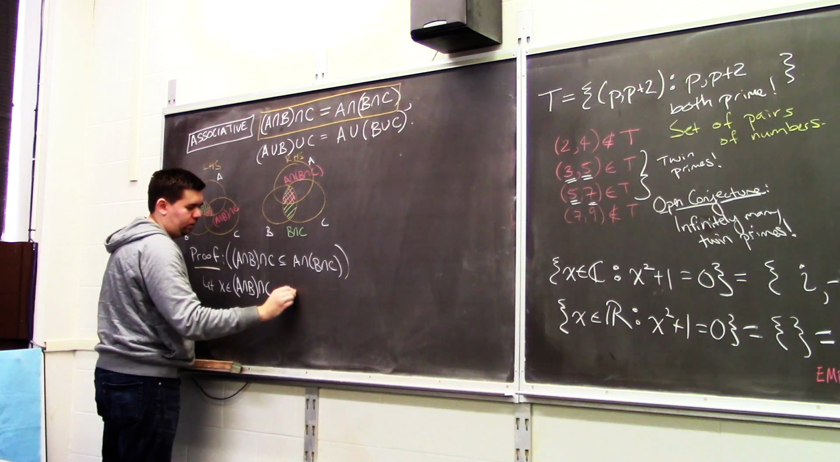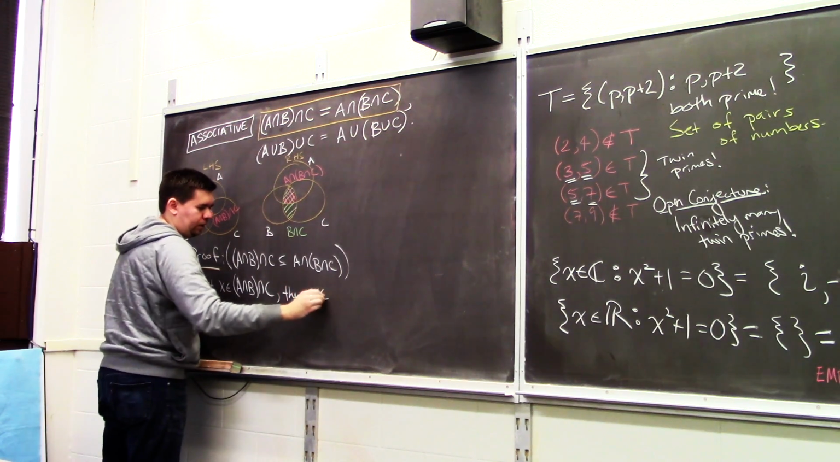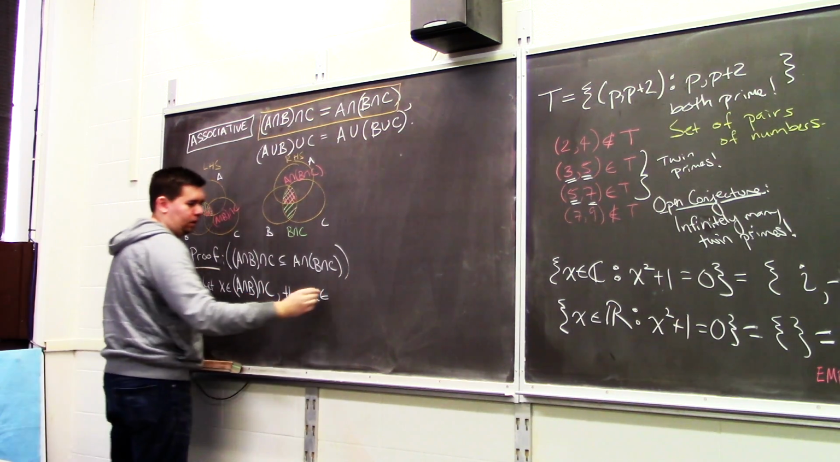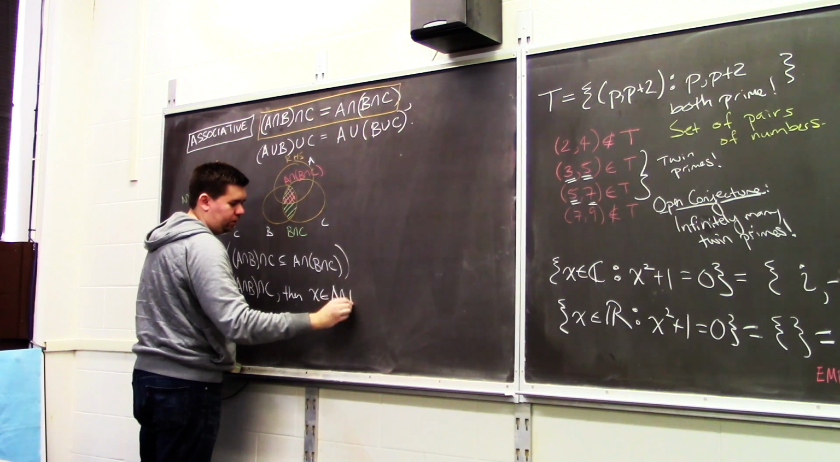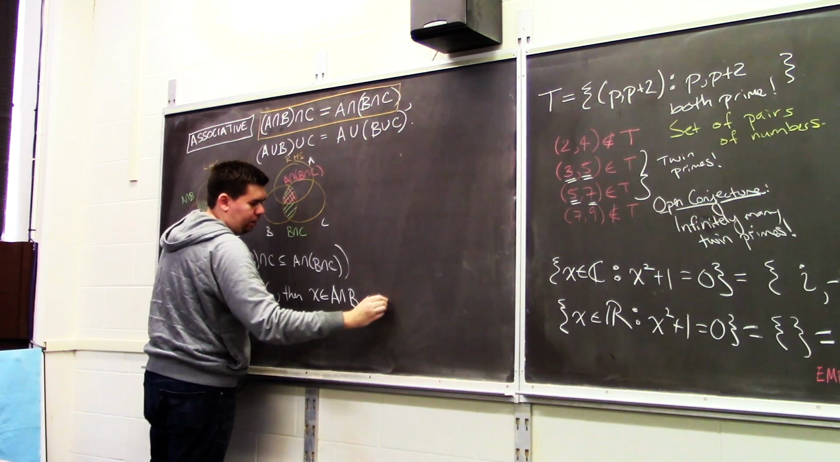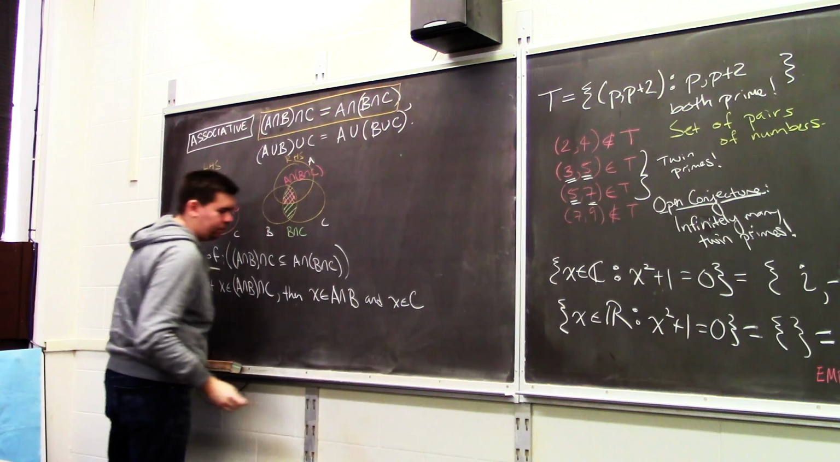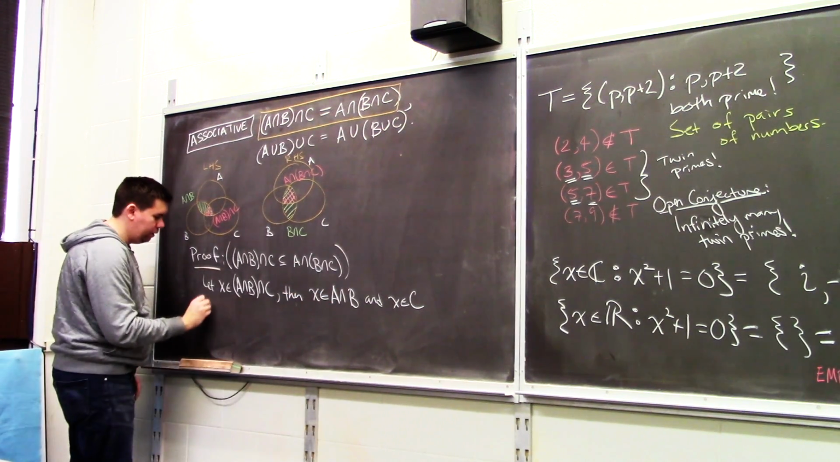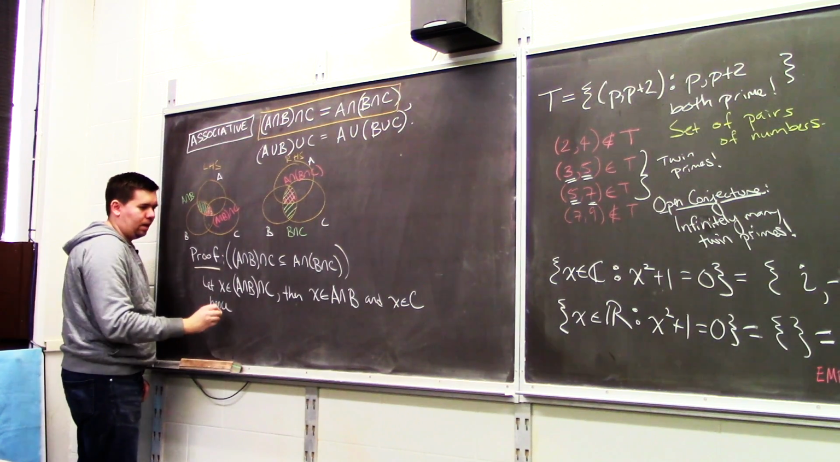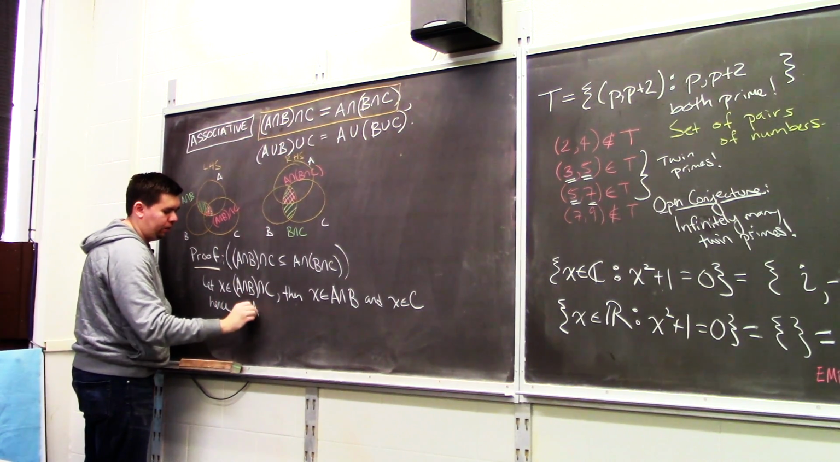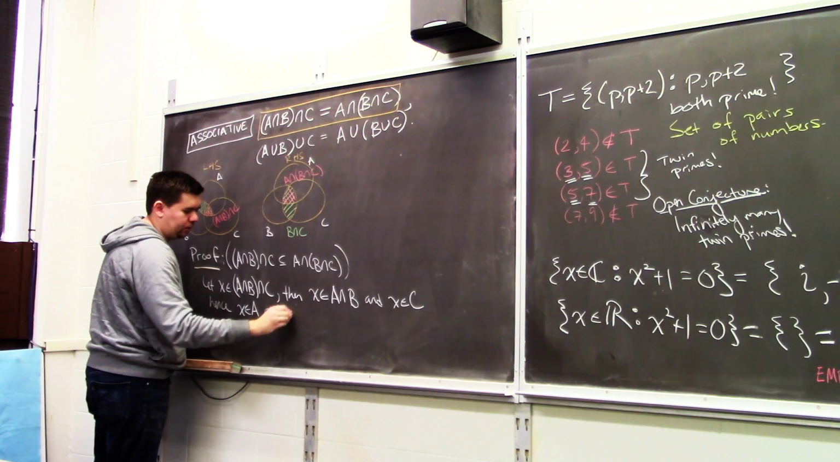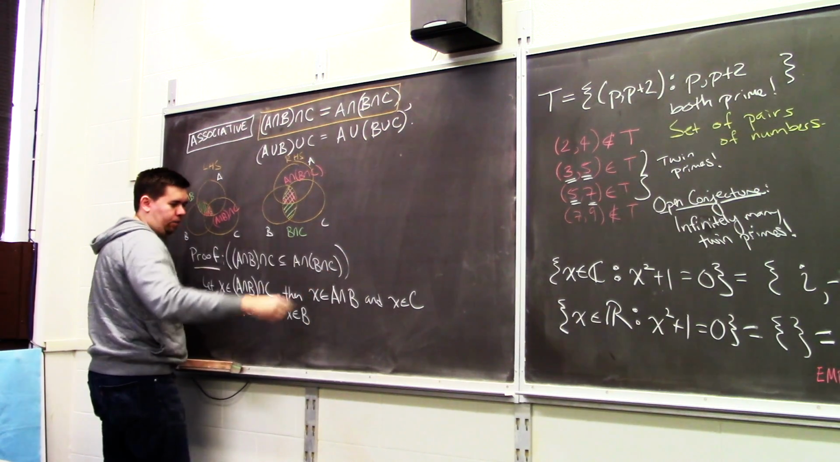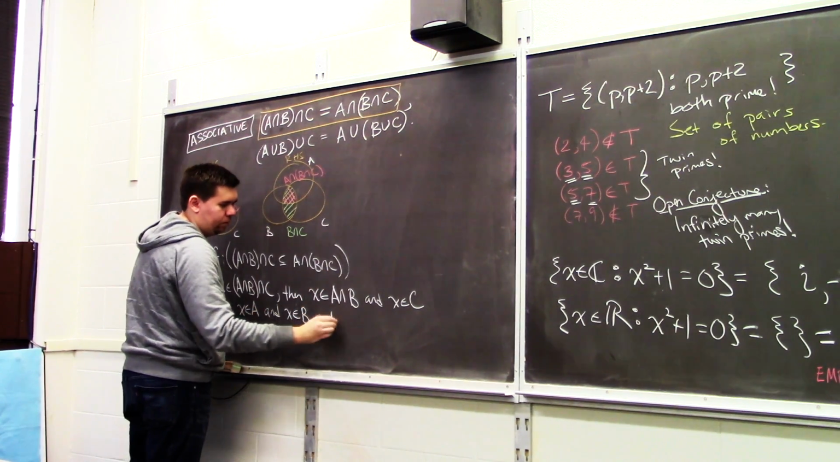So that means that your x is in both of these sets. x is in A intersect B, and x is inside of C. But what does it mean to be inside of A intersect B? That means that x is inside of A, and x is inside of B, and we have x is inside of C.